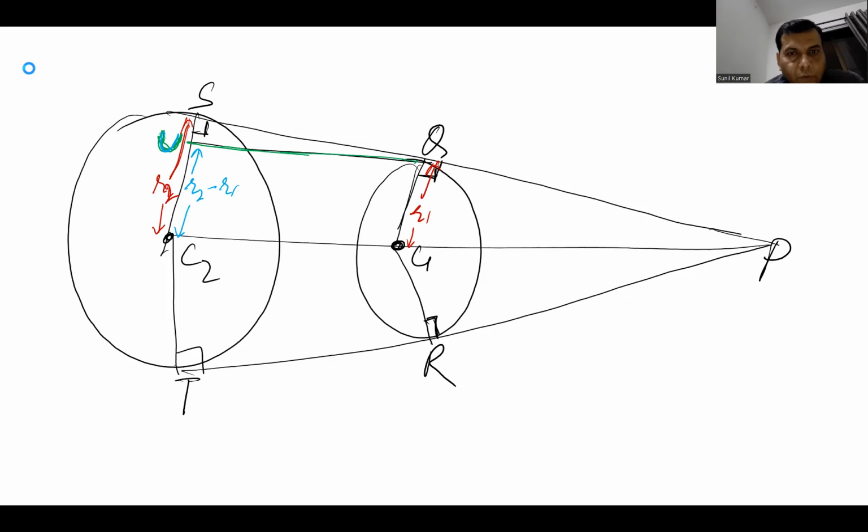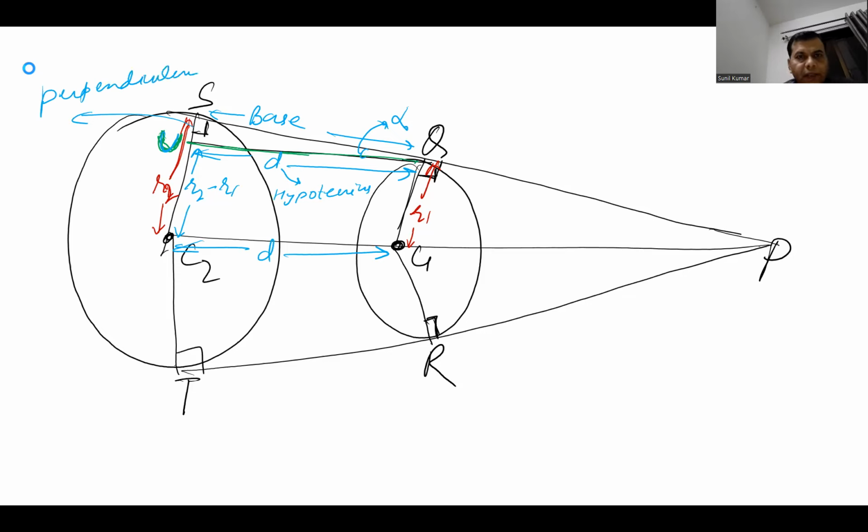Okay. So once again, let me recap the diagram. C1 and C2 are the centers of the smaller circle and the bigger circle. R1 and R2 are the radius of the smaller circle and the bigger circle. And D is the distance between the centers. Okay. UQ is parallel to C2, C1. So C1, C2 and UQ both are D. And suppose this angle I am taking alpha, the angle SQU. So you can easily see SQ is base, SQ is perpendicular, and UQ is hypotenuse.